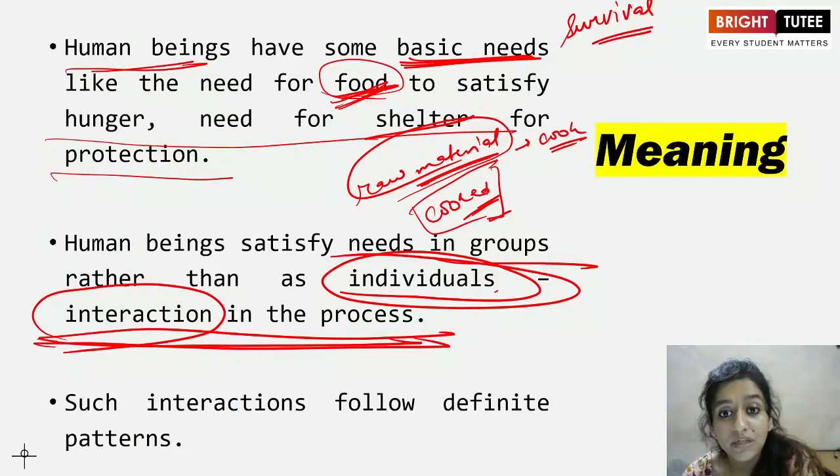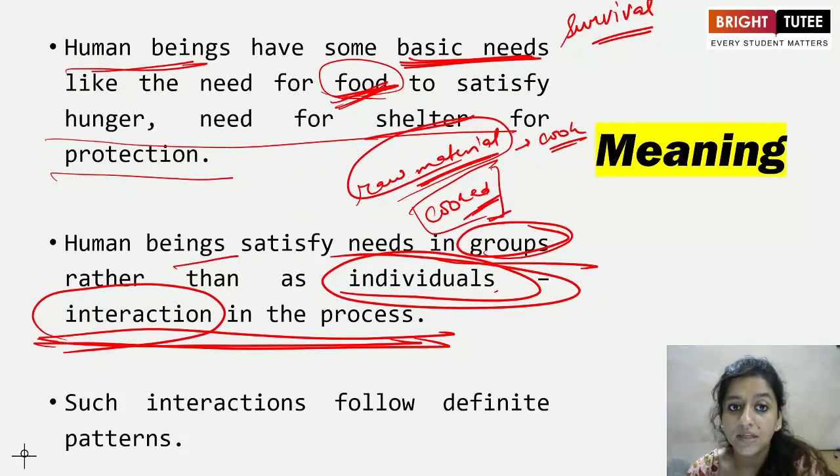So that means we need to have the support, the whole connect, the whole interaction with the people around us, with different individuals in the group, and that is why it is said that human beings cannot satisfy their needs as an individual. We have to cater to the groups, we have to be a part of the groups to be able to satisfy our needs.